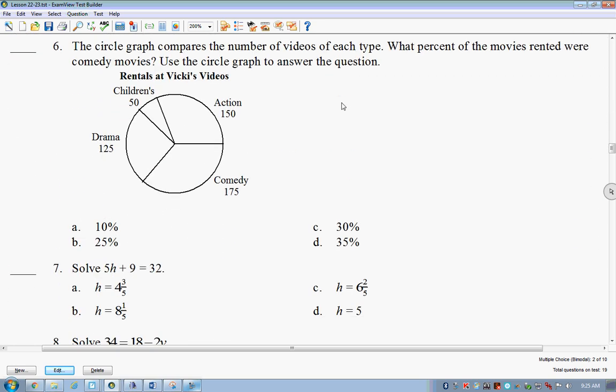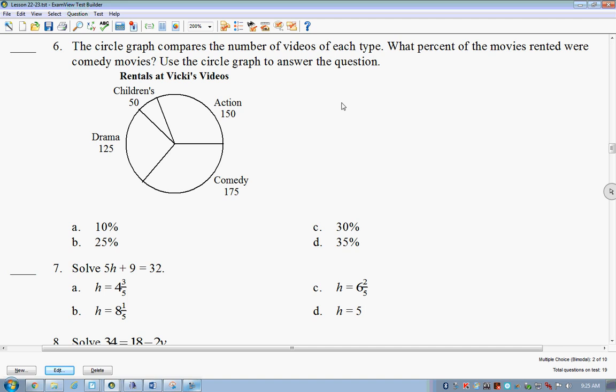Okay, here we're given a pie chart, a circle graph, that compares the number of videos of each type. What percent of the movies rented were comedy movies? Use this circle graph to answer the question. So what we need to figure out is how many movies there were, in order to find a percent.